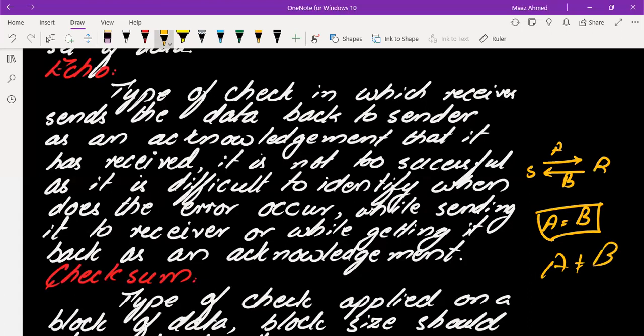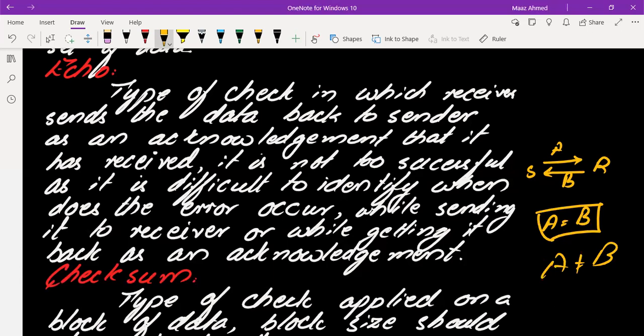that means there is an error over here. I've also mentioned over here that this is not a successful one. The reason behind it is that we cannot recognize when that error occurred. While I was sending the data to the receiver, at that particular moment, the data was corrupted, or while it was coming back as an acknowledgement, at that particular time interval, it was corrupted. So I cannot recognize that, so I need to repeat the complete cycle once again. So this is an echo check over here. Clear?